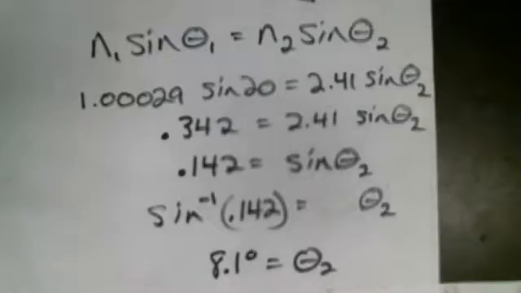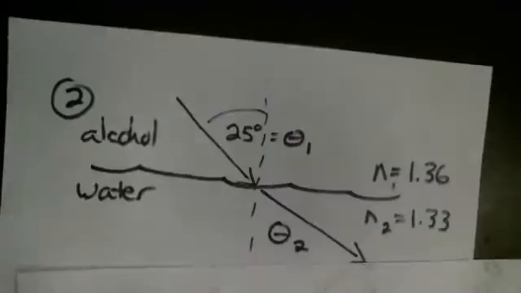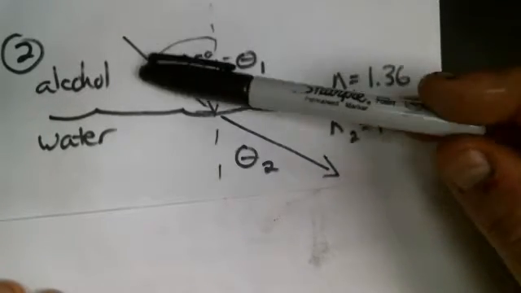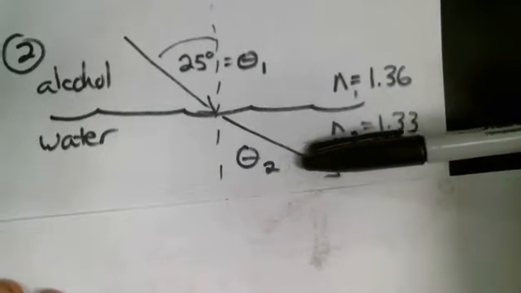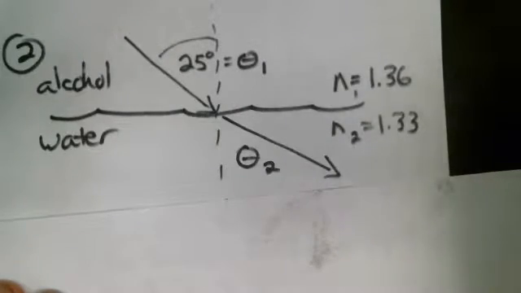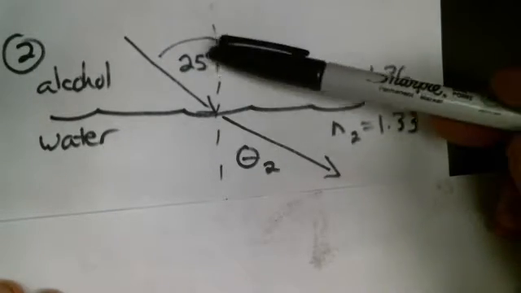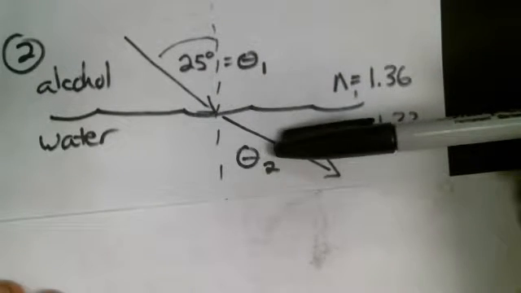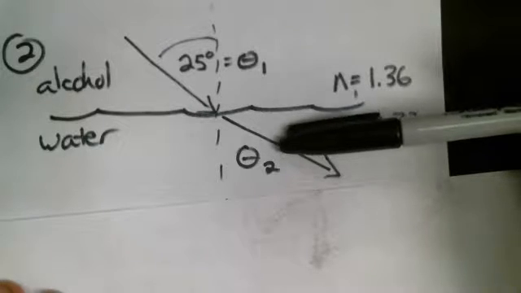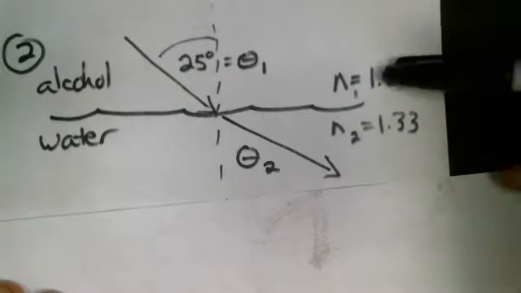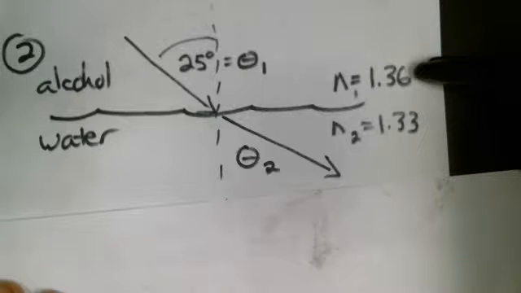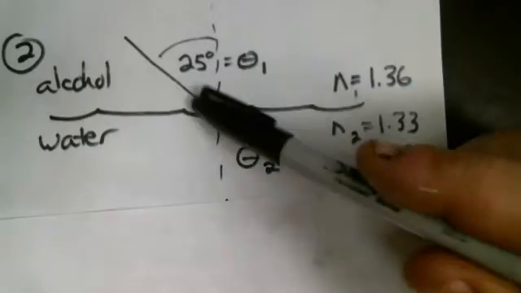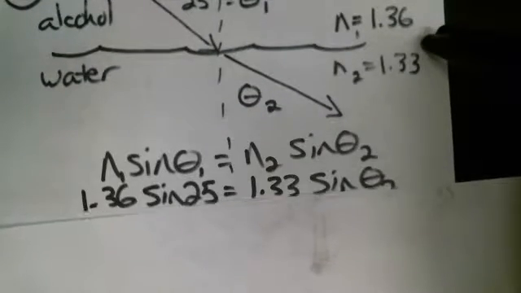Question number 2. In number 2, we have light going from alcohol into water. Just like oil floats on water, alcohol can as well. So the angle of incidence is given to us as 25 degrees. We are looking for the angle of refraction, theta sub 2. From our tables in our notes or in the homework, we know that the index for the alcohol is 1.36 and for water 1.33. We're going to put all these numbers into Snell's law.